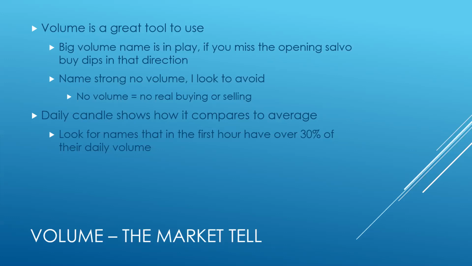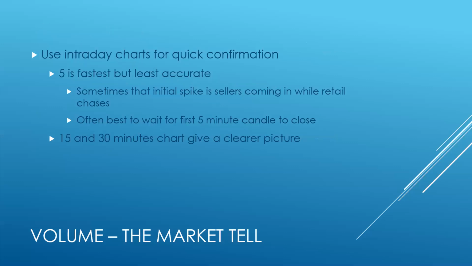Daily candles often show you how it compares to the average. What you really like to see, if you look at a name and you see 30% or more of that daily volume in the first hour, you know that name is probably going to be in play for the rest of the day and that you can just sit there and buy the dips. So for me, volume is perfect. On an intraday basis, I use the intraday charts for quick confirmation. The 5-minute is the fastest but least accurate.